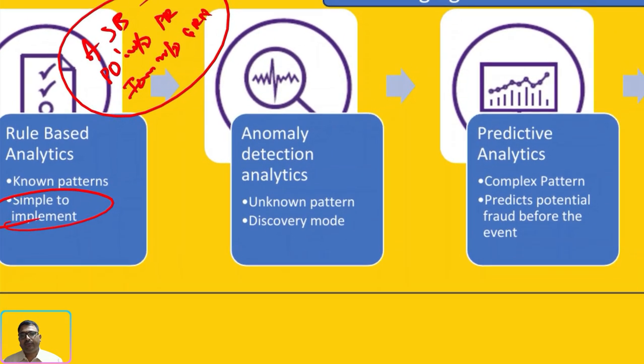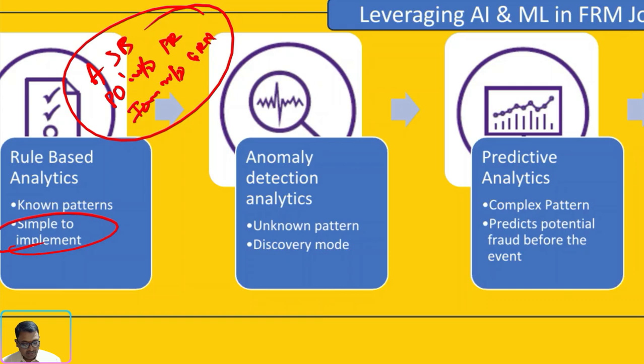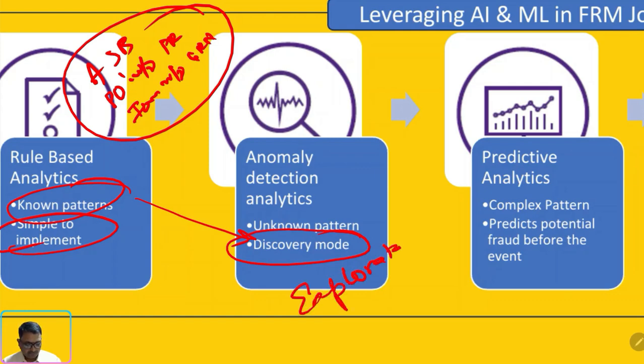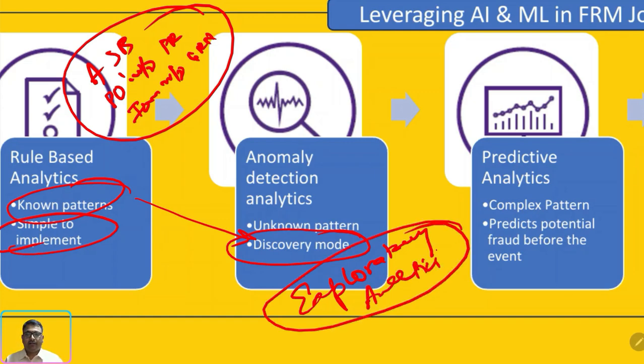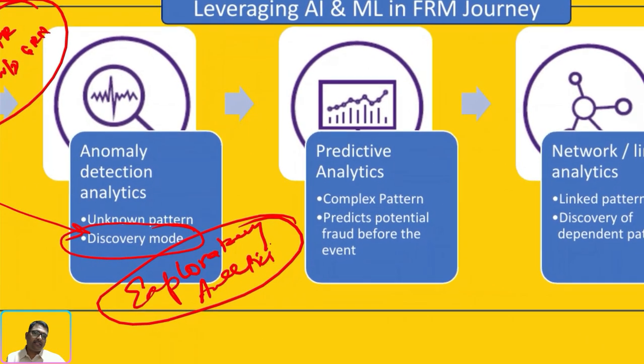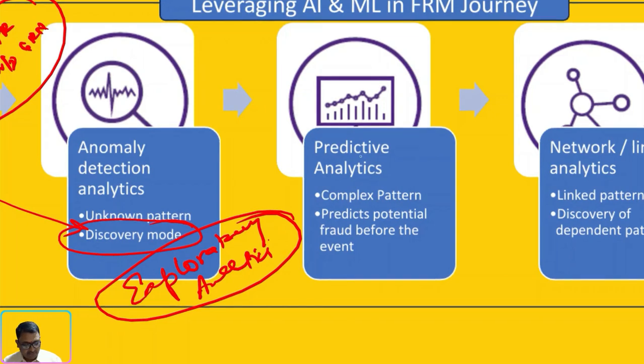Now, the maturity of it is anomaly detection, where we go from known patterns to a discovery mode. It is called exploratory analytics. We are exploring, in discovery mode. The next in the maturity cycle comes predictive analytics. Like, we can have a complex pattern that predicts a potential fault before the event. These can be implemented through ML, through artificial intelligence.